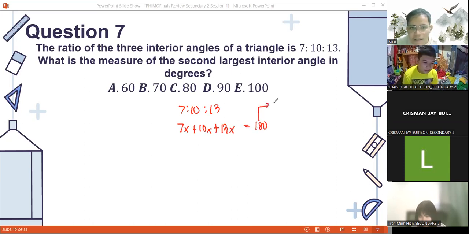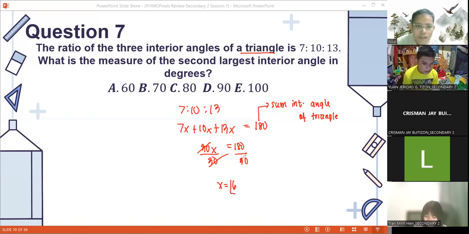This is the sum of the interior angles of a triangle, because it's a triangle, right? So this is 30x equal to 180. To solve for x, you divide by 30 on both sides. So x is 180 over 30, equal to 6. Then you need to solve for the second largest, which is 10x. So 10x is equal to 10 times 6, which is 60.